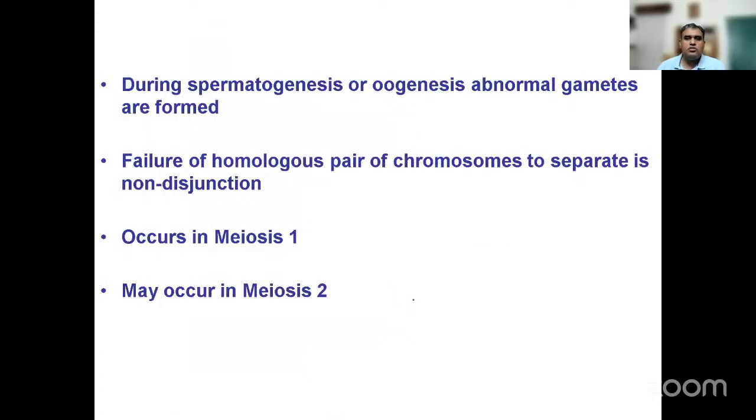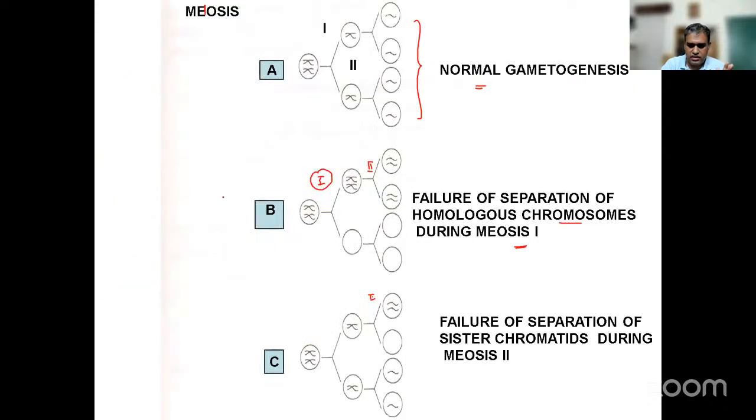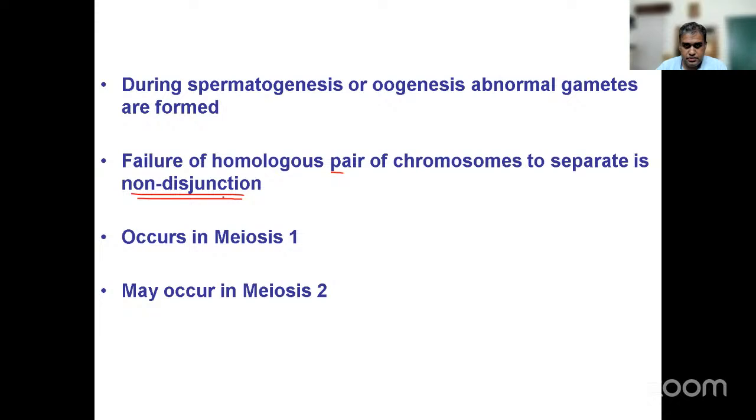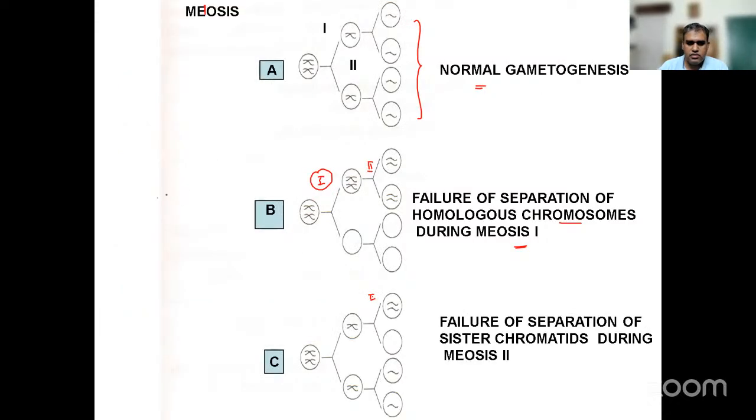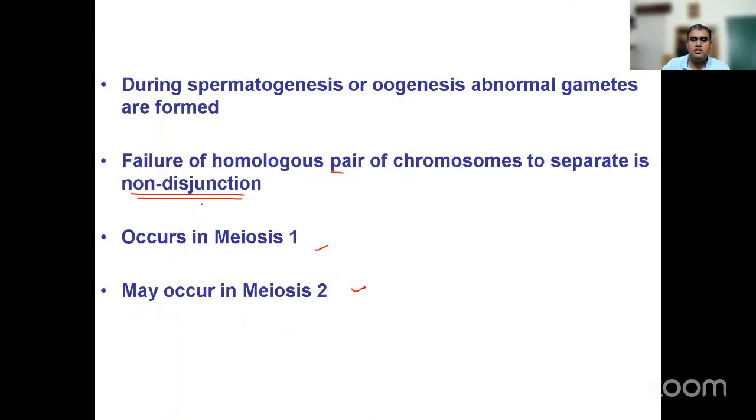During spermatogenesis or oogenesis, abnormal gametes might form. Failure of a homologous pair of chromosomes to separate is non-disjunction. Homologous chromosomes have to separate, but as you saw in the previous image, they are not able to separate. So that is known as non-disjunction. It occurs in meiosis 1, and may occur in meiosis 2. It is more often seen in meiosis 1 than meiosis 2.